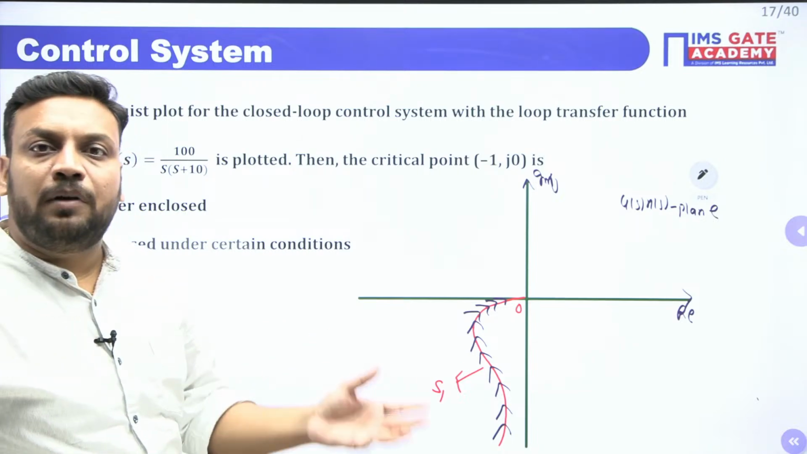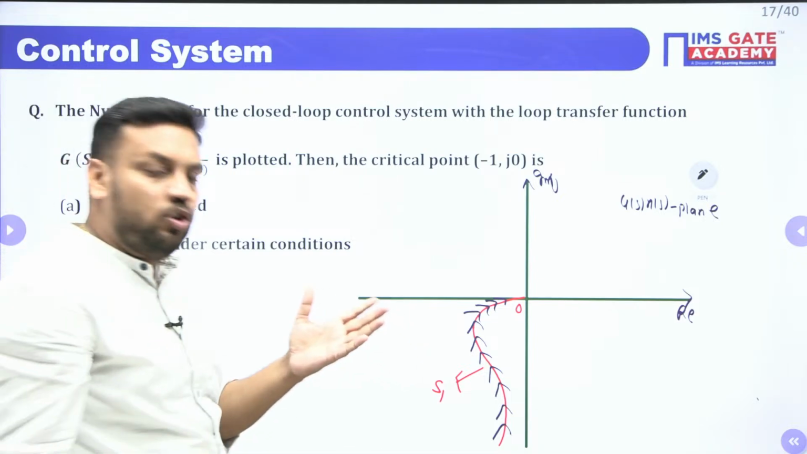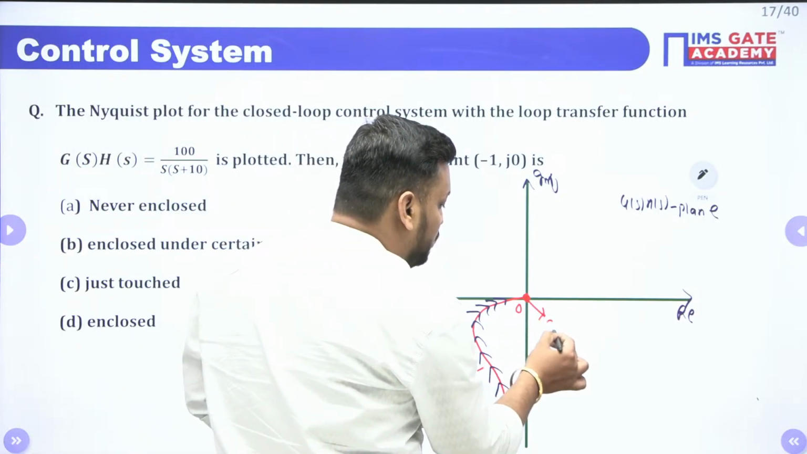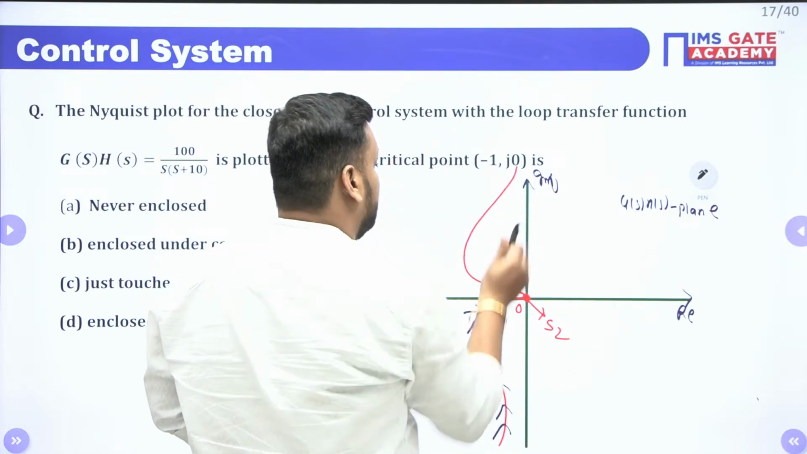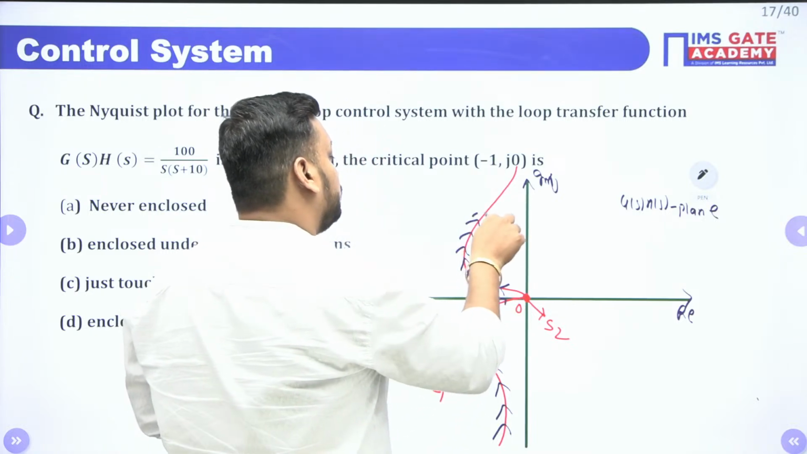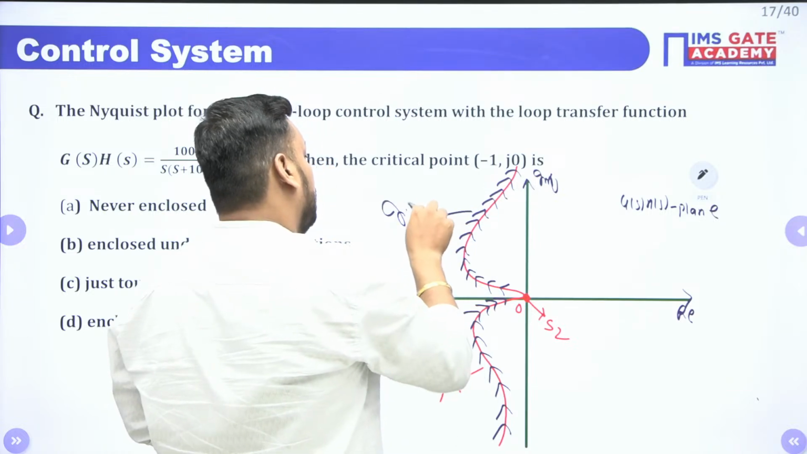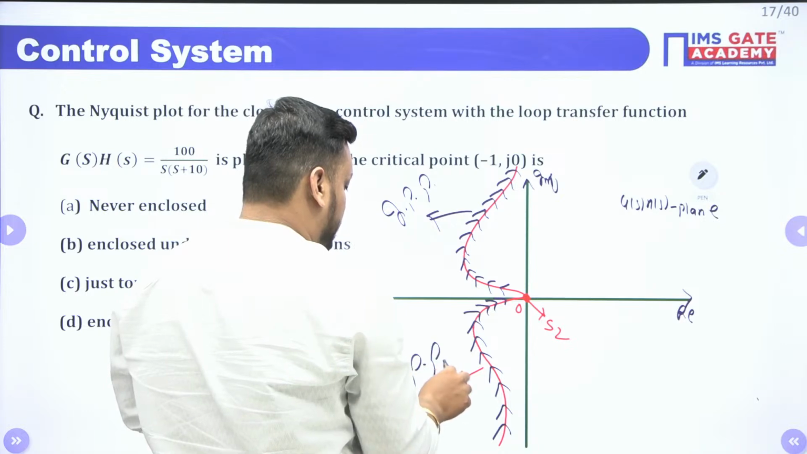In step number 2, whenever poles are greater than 0, S2 is always dominating at 0 and always present as 0. So this is your S2. And if I talk about S3, this is known as the inverse polar plot. This is your polar plot, PP.